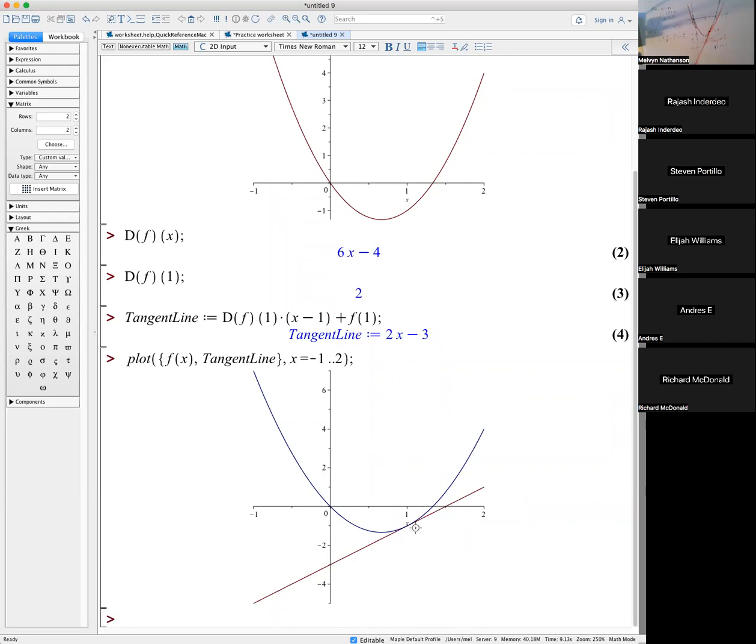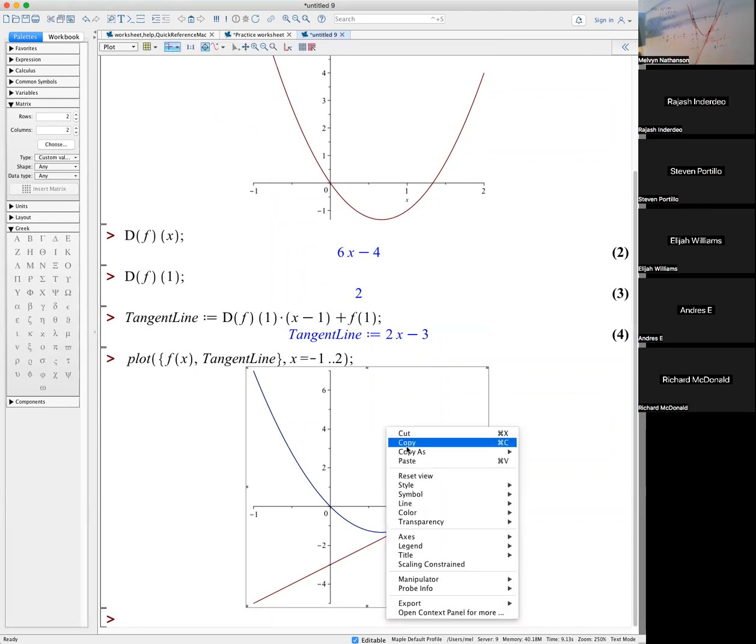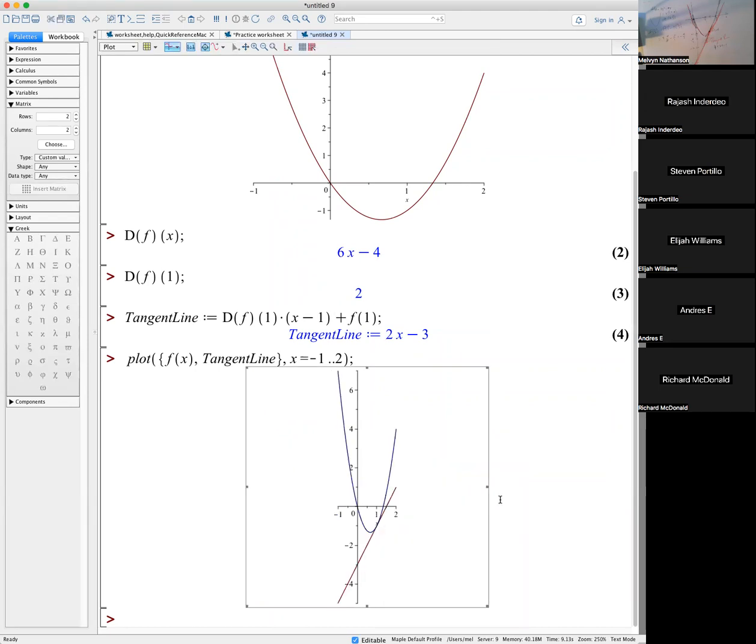Here's the curve, and here's the tangent line. You'll notice 1 unit horizontally is from here to here. 1 unit vertically is from here to here. So this is not drawn to scale. If I want it drawn to scale, I right-click on the graph and then click on Scaling Constrained. And this is really what it looks like.